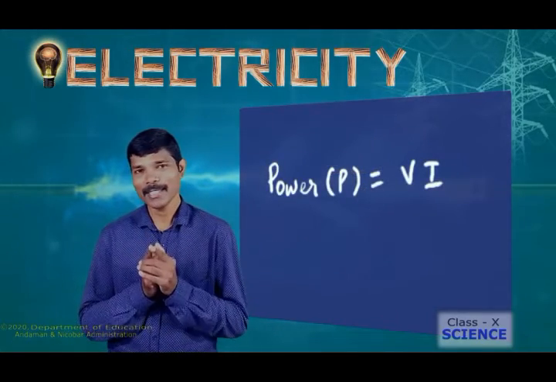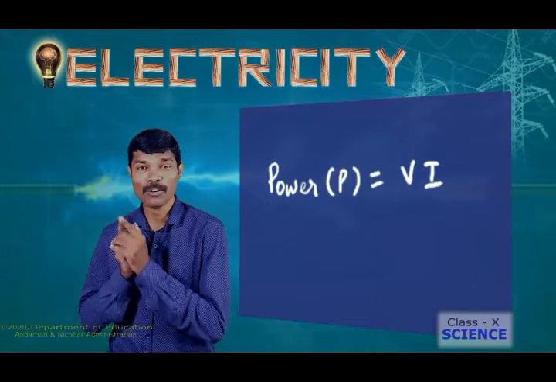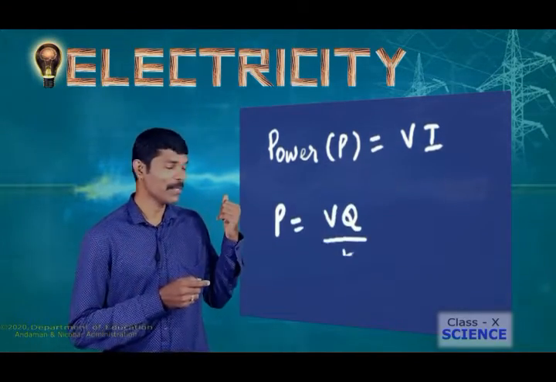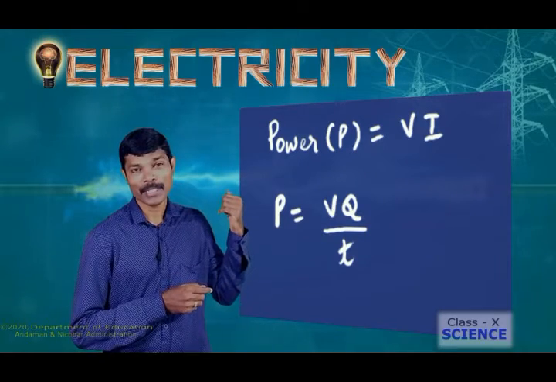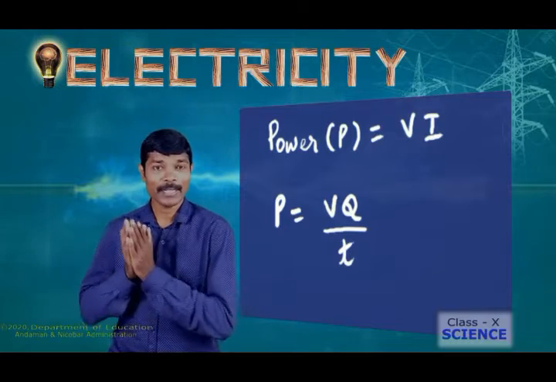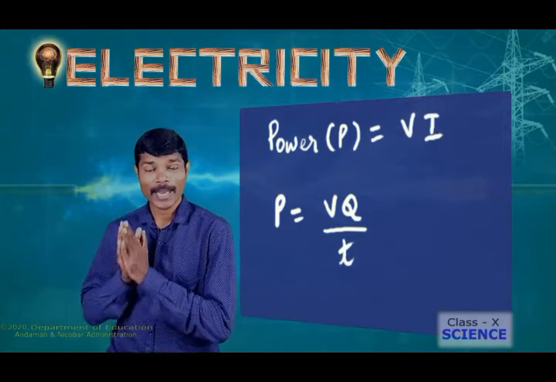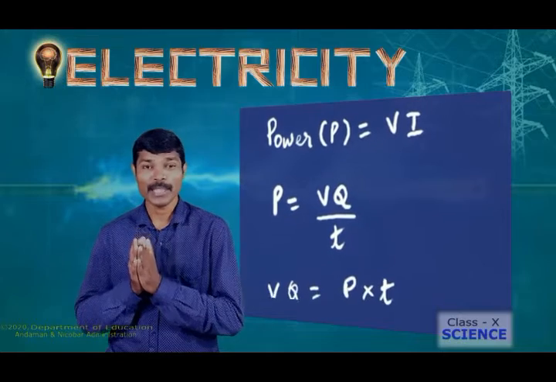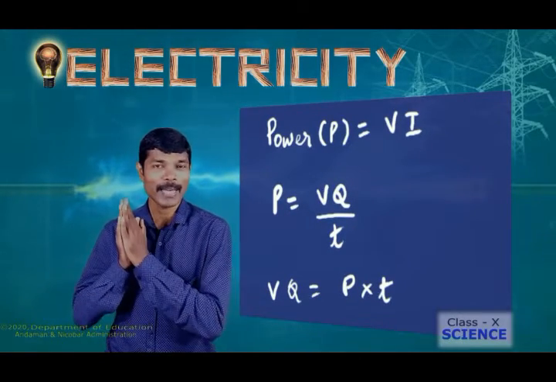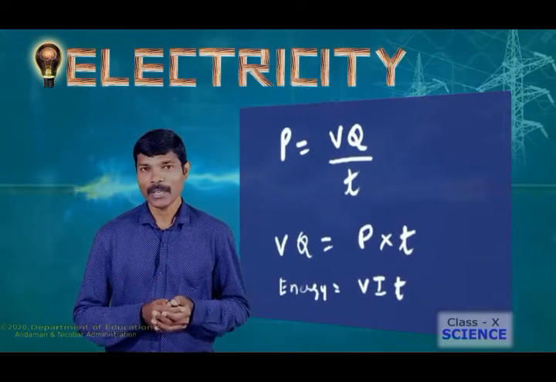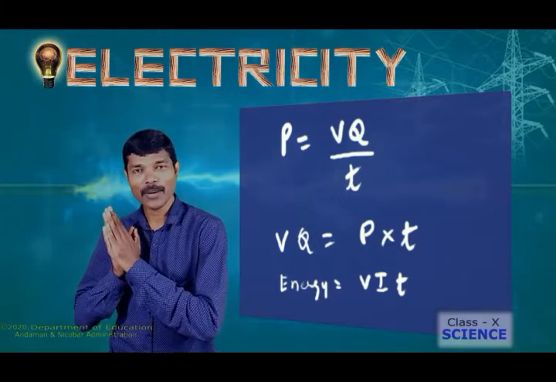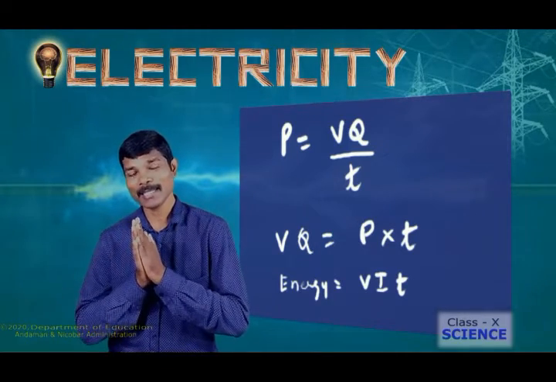We know that I is the rate of flow of charge, so I can be replaced with Q/t. So this equation can be modified as P = VQ/t. So we can say that the source must provide energy equal to P × t. Here in the circuit the energy is dissipated as heat, so it is VIt. So what happens to the energy here? We know that when it encounters a resistor in the circuit, heat is liberated.